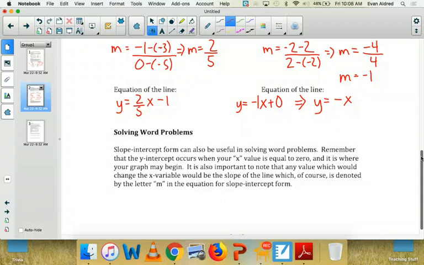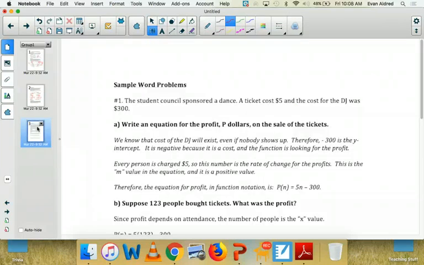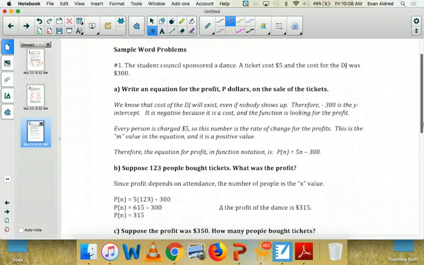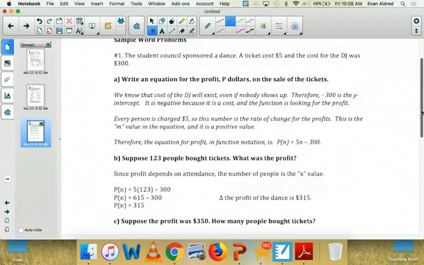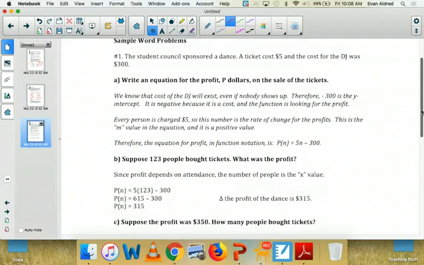Remember again that the y-intercept occurs when x is equal to 0, and is where the graph will begin. It's kind of a starting point. It's also important to note that anything which changes the x variable will be the slope. So anything that's causing a change or a rate of change will take the place of slope in our equation. So we're going to talk our way through the first one. We won't do too much with it because there is a second one that we will do together.